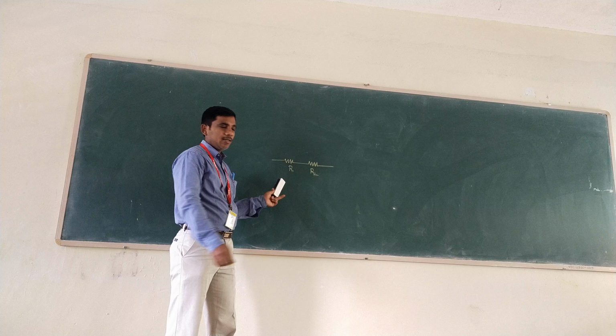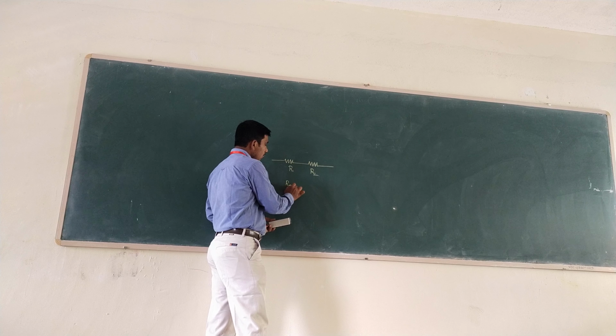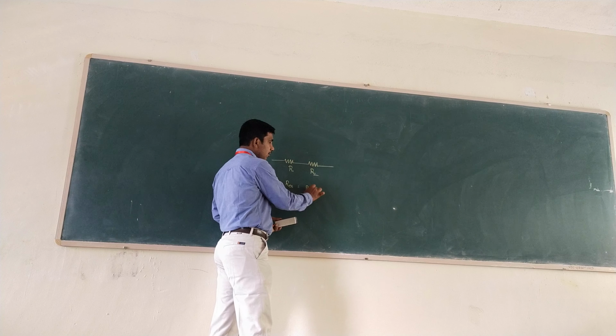In the last class we discussed what is the equivalent resistance or effective resistance. Equivalent resistance or effective resistance, both are the same, in series and parallel. When resistors are connected in series, what is the effective resistance? R1 and R2 are the two resistors. Then the effective resistance, or equivalent resistance, is equal to R1 plus R2.